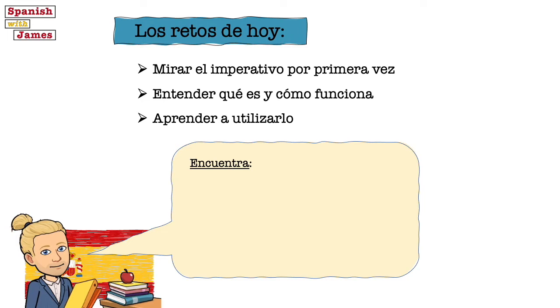So first of all, I want you to look in those objective bullet points, in the goals for today, and to find the following words and phrases. Una palabra que significa to take a look at or to look at. Una palabra que significa to understand.